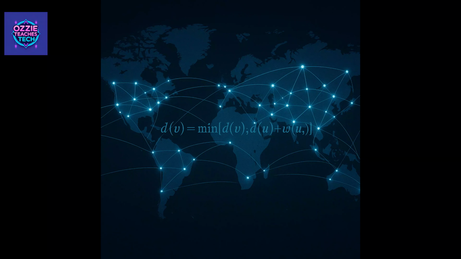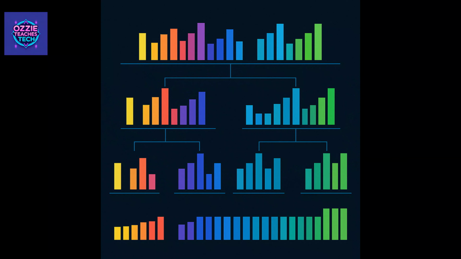2. Sorting and searching. Every database query, every Google search, every time you organize your photo library, sorting and searching algorithms are working behind the scenes. Imagine if Google used bubble sort or n squared instead of optimized algorithms. Searches would take minutes instead of milliseconds. The entire internet would be unusable.